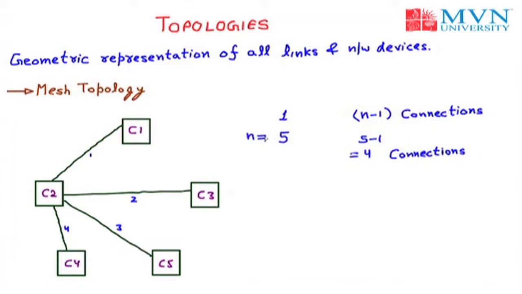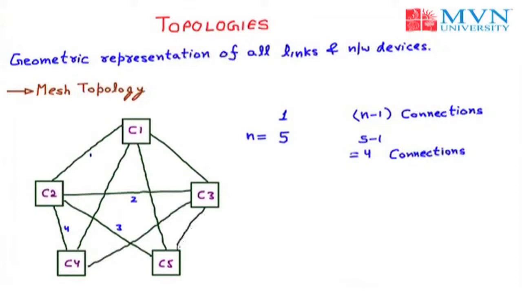Similarly, all the computers are connected with each other in a similar fashion. C1 is already connected with C2, now C1 is connected with C4, then with C5, then with C3. Now come to computer C3. It is already connected with C1 and C2. I am going to connect it with C4 and also with C5. Now come to computer C5. It is already connected with C3, C1, C2, and now I am going to connect it with C4. Now come to computer C4. It is already connected with all the computers.